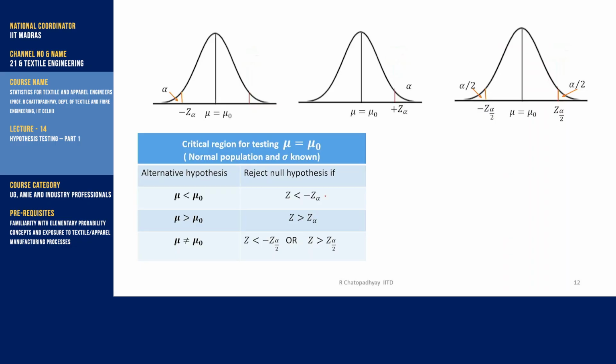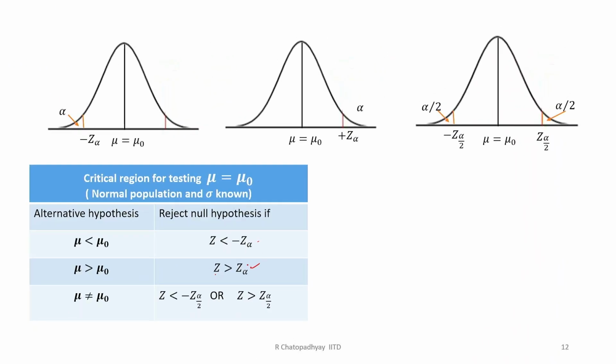Z could be less than minus z alpha, or z could be greater than z alpha, or z is less than minus z alpha by 2 or greater than plus z alpha by 2. There are three different possibilities. In this case, the alternative hypotheses are shown here.